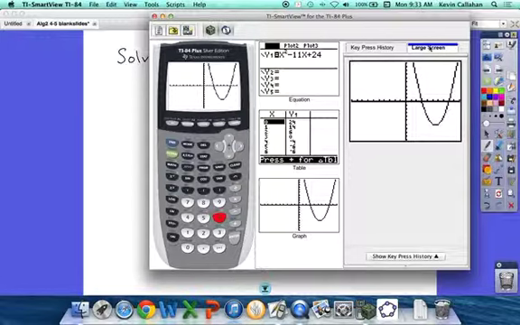So what are you interested in on that graph? Only those 2 points right there. And what does it look like their values are? 2 and 8. 1, 2, 3. Yeah, 3 and 8. So your solutions would be 3 and 8.